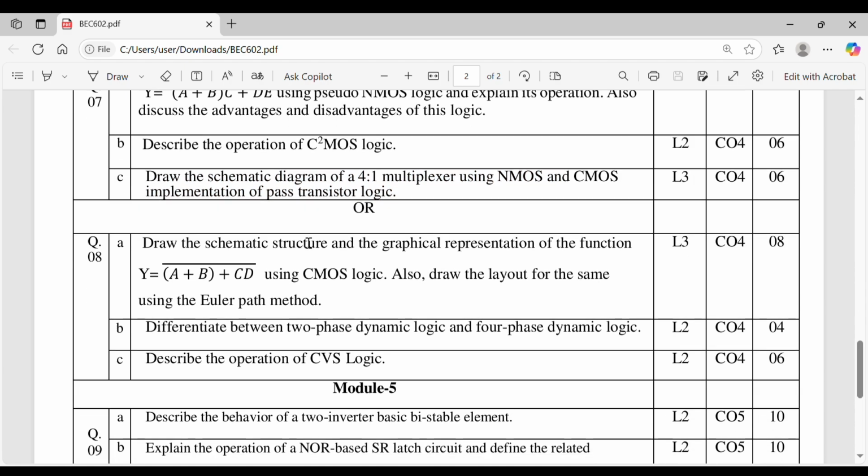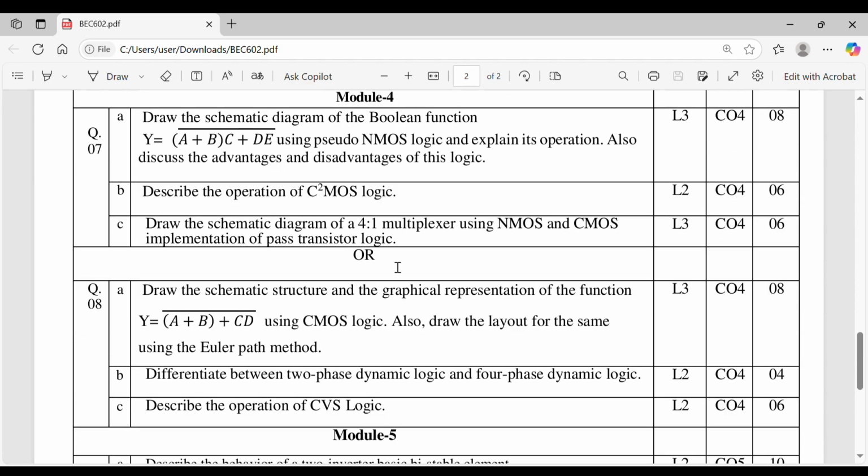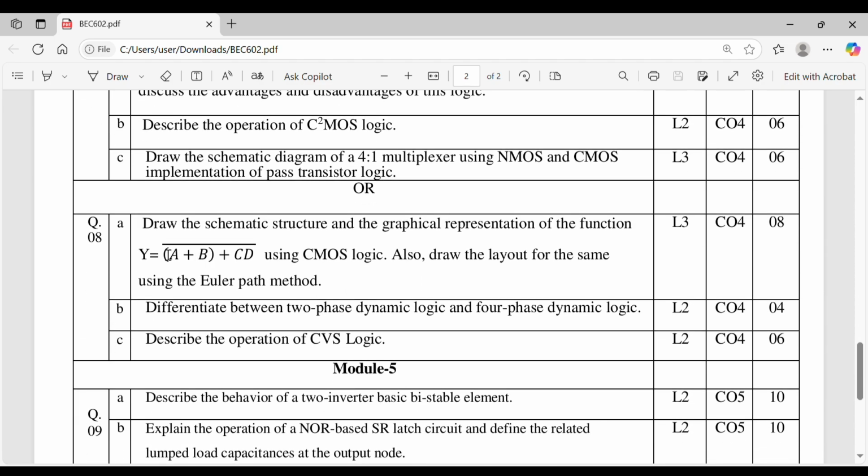Next in 8A question, the same is given in the 7A. You can see that it's a fixed question. Draw the schematic structure and the graphical representation of the function y equal to A plus B into C plus D into E whole bar using CMOS logic and draw the layout for the same using the Euler's path method.